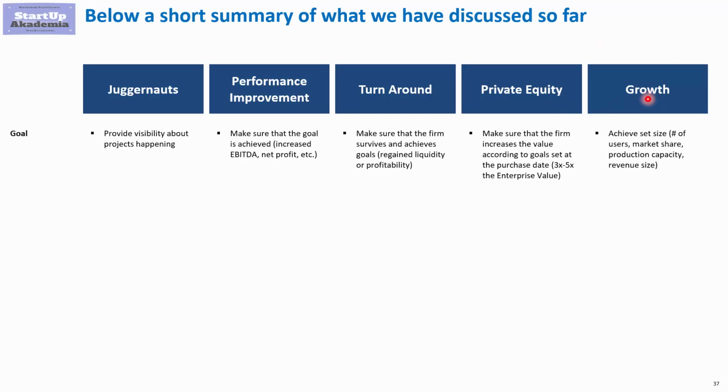As we said, they differ in goals. In the juggernaut, it's only about providing visibility on projects that are happening, so you know what's being done by the company and where certain resources should be moved. In performance improvement, the PMO has a more active goal. It has to deliver a certain profit level, so it may be EBITDA, operational profit, net profit, or any other profit.